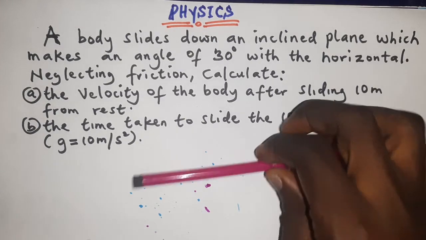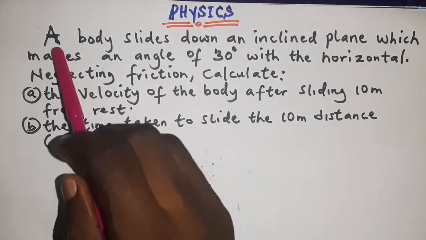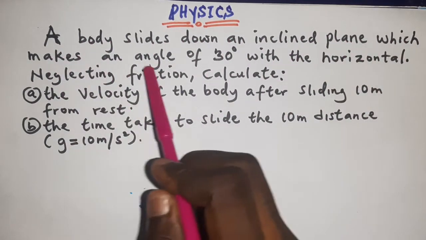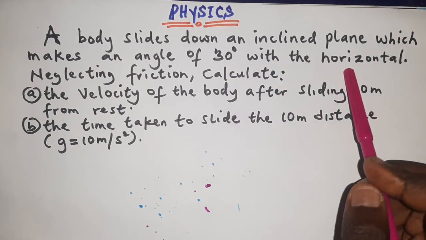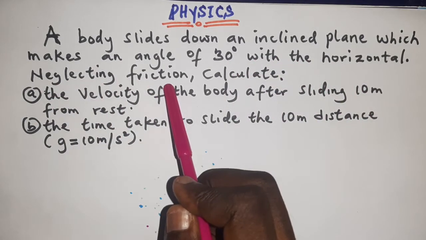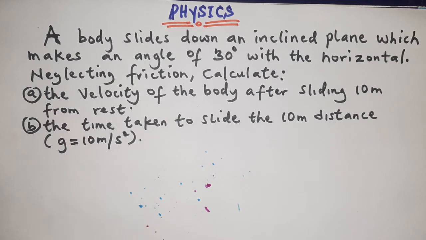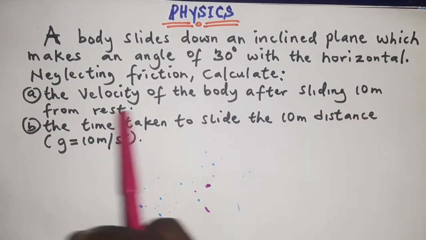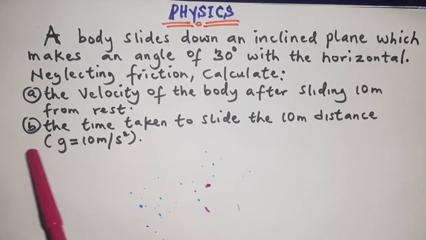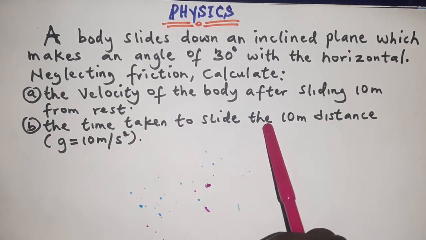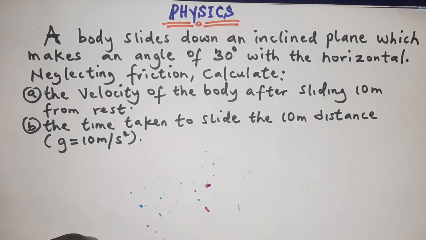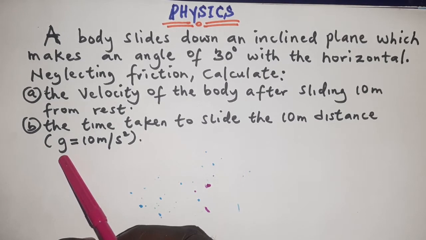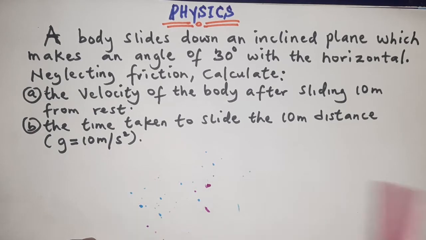Okay, so we have this interesting question here. It says a body slides down an inclined plane which makes an angle of 30 degrees with the horizontal. Neglecting friction, calculate A, the velocity of the body after sliding 10 meters from rest. Then B, the time taken to slide the 10-meter distance. And we have our acceleration due to gravity G as 10 meters per second square.